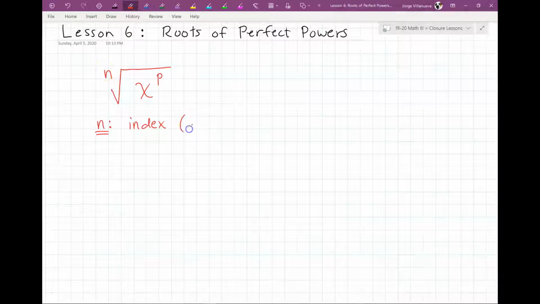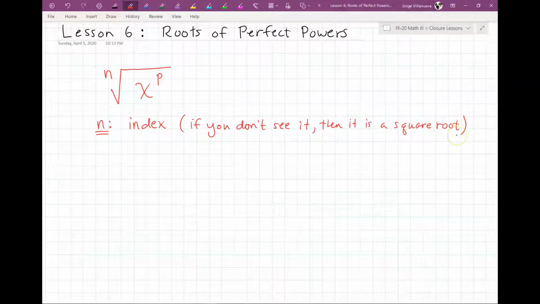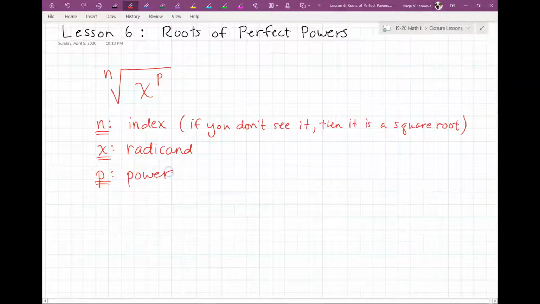So I'm just going to put right here: if you don't see it, then it is a square root, because a lot of times for the square root they don't want to write the number 2 in the front. That's just not something they've done, so they don't do it. The x is called the radicand, in other words, the thing inside the radical. And then p is the power.